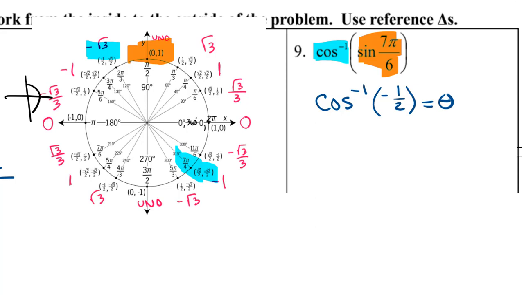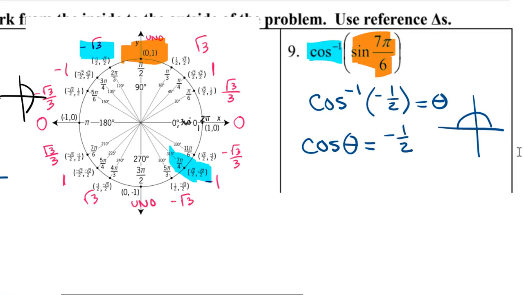So some angle has that value, an x-coordinate that's negative 1/2. So cosine of theta is going to be negative 1/2. But again, because we're dealing with arc cosine, we're dealing with quadrants 1 or 2. And where's the x-coordinate going to be negative 1/2? That, my dear friends, is going to be at 2 pi over 3. So theta would have a value of 2 pi over 3.